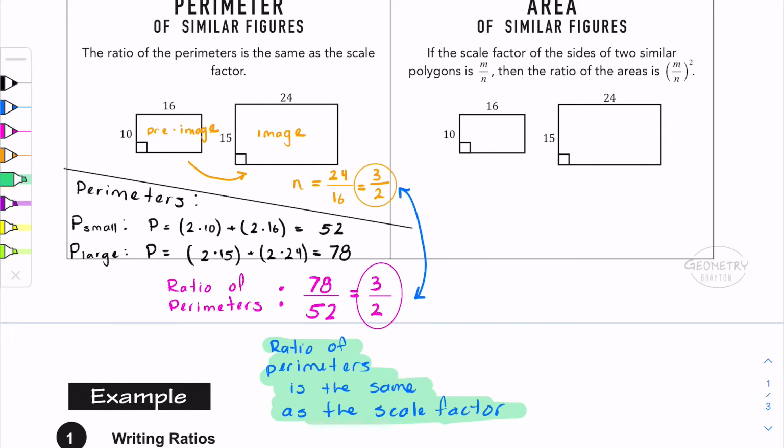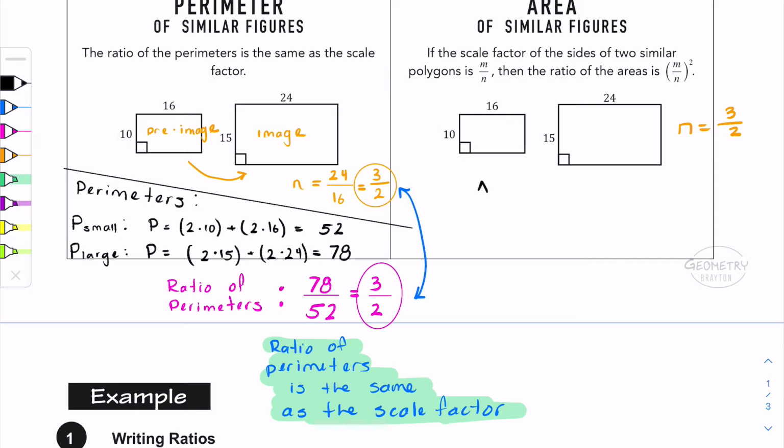Now let's take a look at the same figures. So same 2 figures here as what we had here, but we're going to look at the ratio of the areas. If you read my little description, it says if the scale factor of the sides of 2 similar polygons is m over n, then the ratio of the areas is the scale factor, or m over n, squared. So let's check that out. We know the scale factor that we already found right here is 3 over 2.